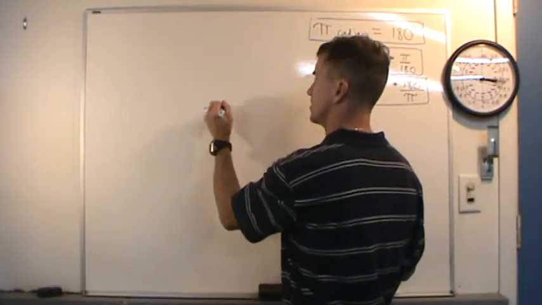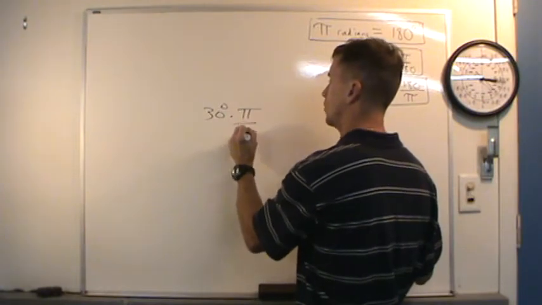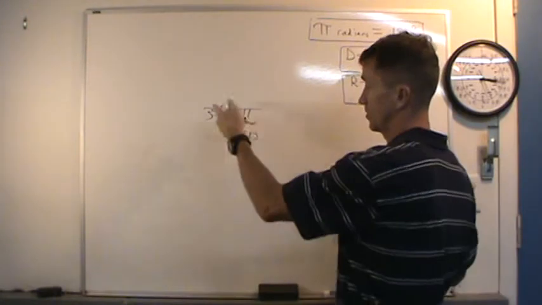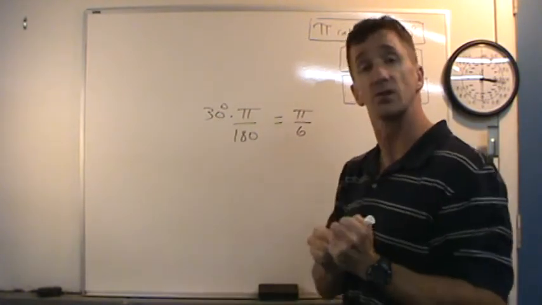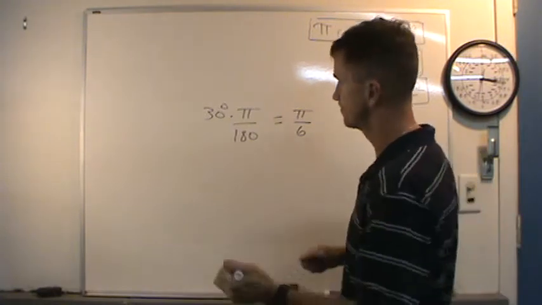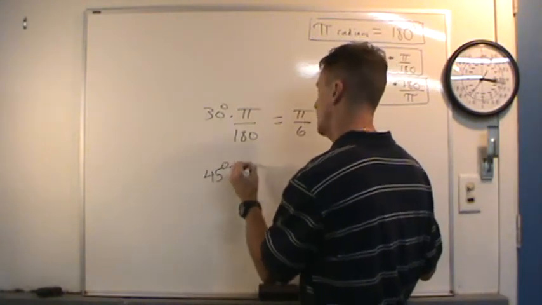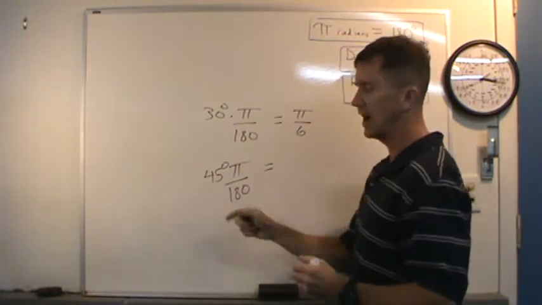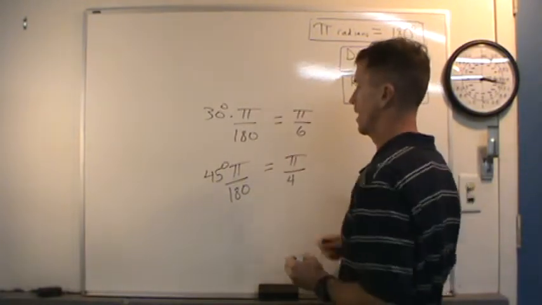Let's start with 30 degrees. If we want to convert that to radians, we multiply by pi over 180, and 30 goes into 180 6 times, so we're going to reduce this to be pi over 6. So 30 degrees is pi over 6 radians. Let's try 45 degrees. Okay, we multiply by pi over 180. 45 goes into 180 4 times. We can reduce that to pi over 4.